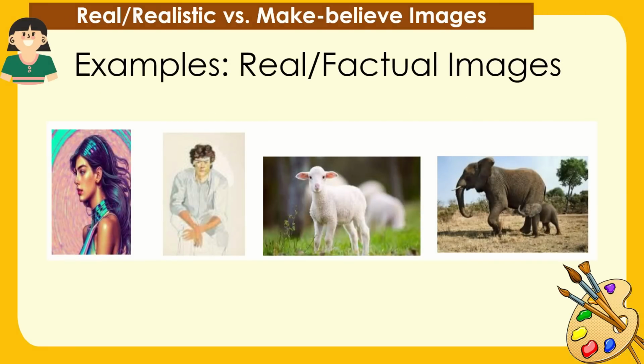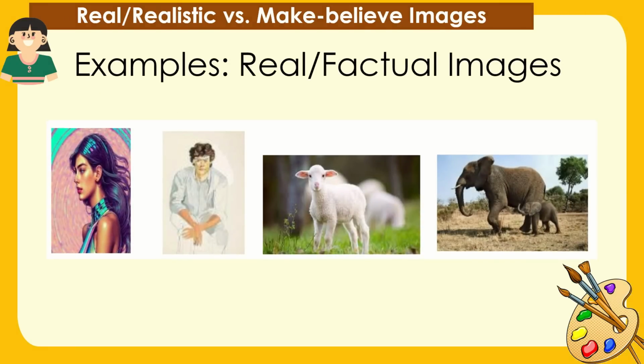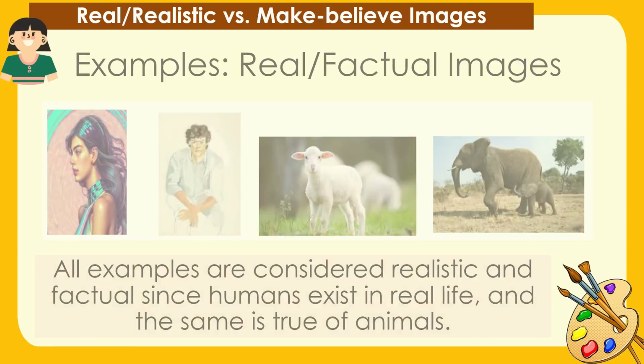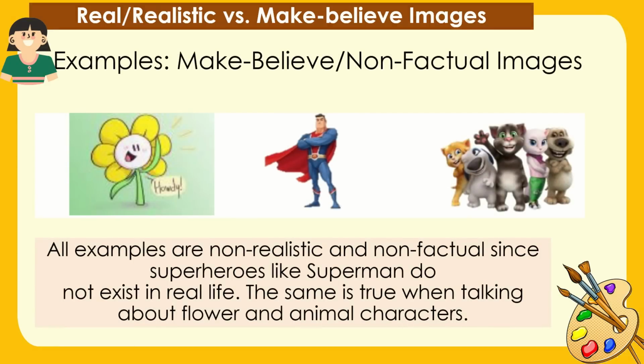Examples: real or factual images. All examples are considered realistic and factual, since humans exist in real life, and the same is true of animals. Examples of make-believe or non-factual images. All examples are non-realistic and non-factual, since superheroes like Superman do not exist in real life. The same is true when talking about flower and animal characters.